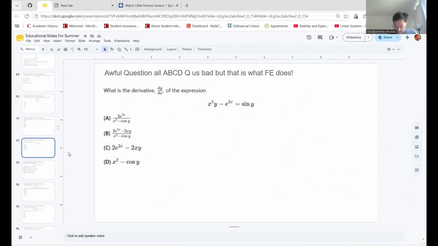Okay, express this thing as a derivative of this. Oh, right. Let's see if I remember how to do this stuff. I don't think I remember. Let's see. X squared y minus e2x equals sine of y. Let's see if I remember how to do this. It's probably going to be dealing with ln most likely. Oh, maybe not. How would I actually solve this? Well, we need a derivative.